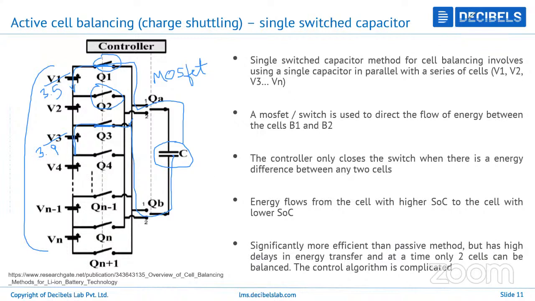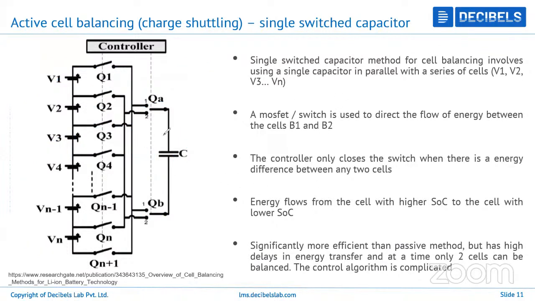But the thing here is that only two cells can exchange energy and not more than two cells. So what that means is it can either be from V1 to V3 or V3 to V1, depending upon whichever two cells have the bigger difference in voltage. So even if there are multiple unbalanced cells, or multiple cells with lower voltage, balancing cannot be performed till V1 and V3 are balanced. So that is the feature of the active balancing method through a single capacitor, right?